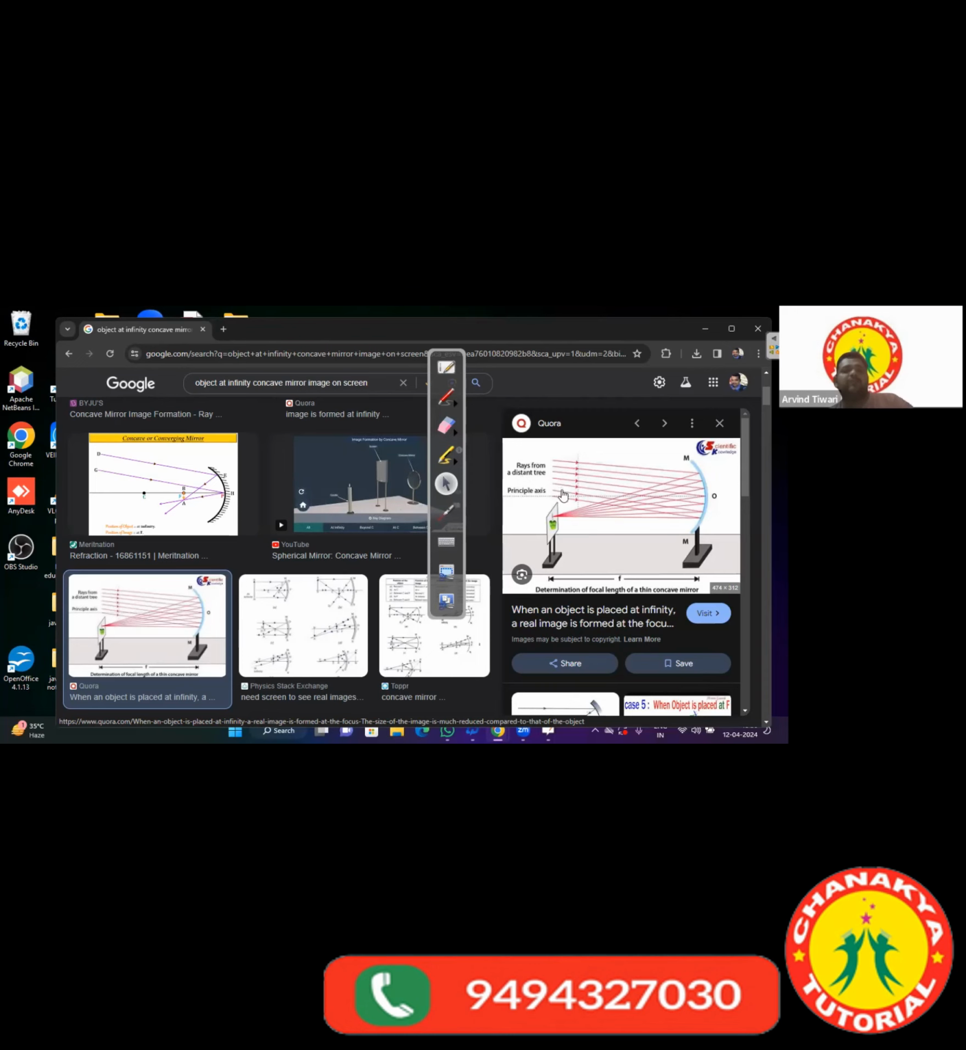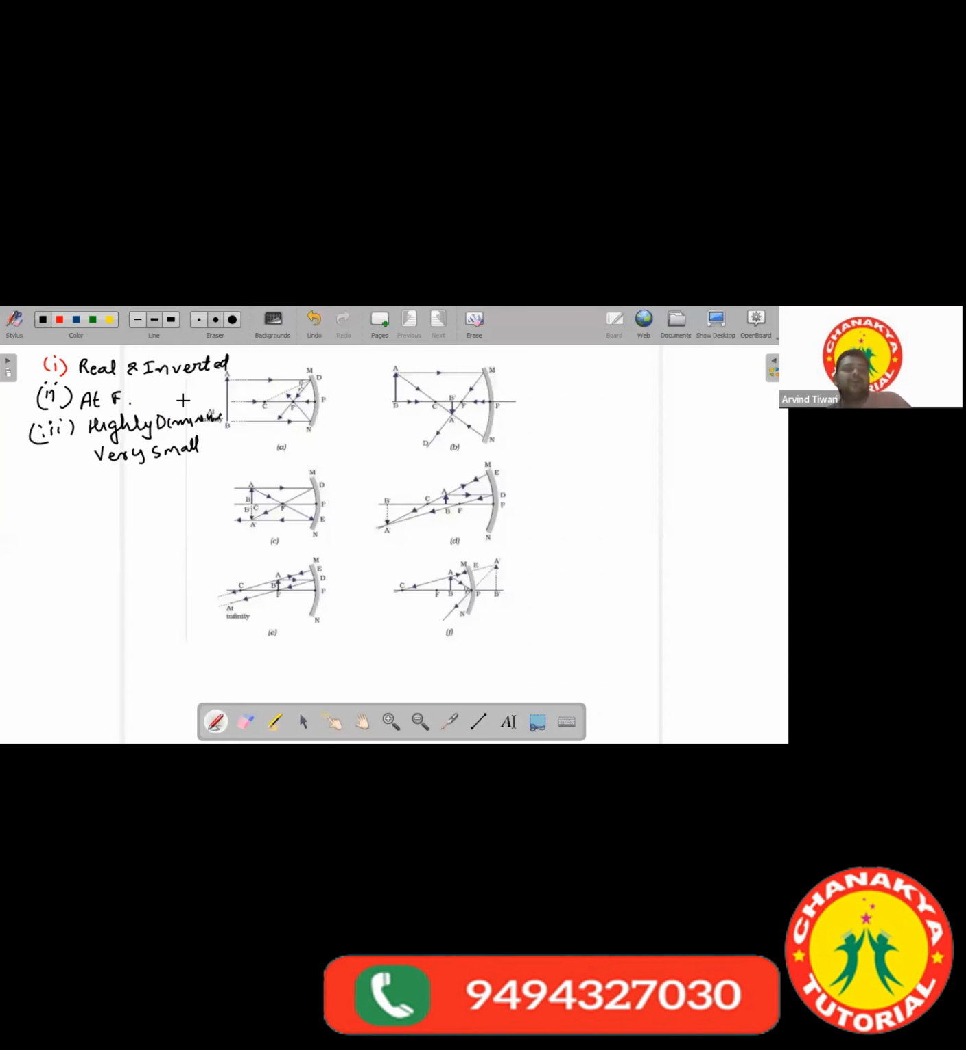An inverted tree is formed on the screen. The light rays are coming from a distant object. So the images formed are real and inverted. Here we have the formation of a real image on the screen. So this is the first case: when you have the object at infinity, the image is real and inverted. It is formed at focus and it is highly diminished. The image of the tree is very small and it is formed on the screen. So that screen is obviously placed at focus.